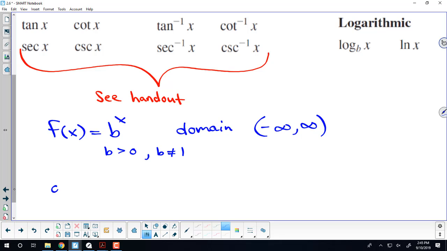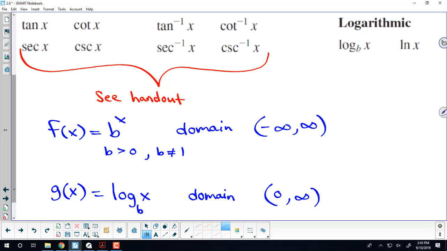And how about the logarithm? What's the domain for our logarithms? All numbers higher than 0. Yes, every positive number, not including 0.